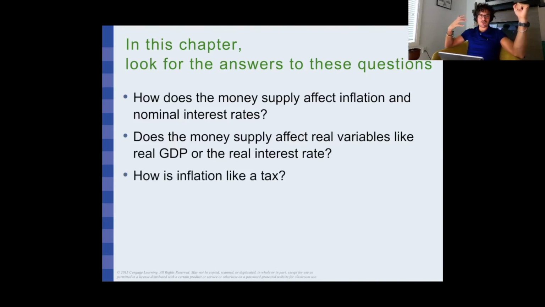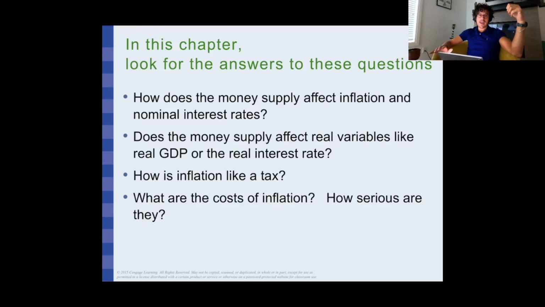Finally, we've introduced this concept of inflation, and this is a concept that floats around in the news. So the question is, how is inflation like a tax? We're going to show that there is actually something in common between inflation and tax. And for the purpose of understanding the macroeconomic impact, are the costs of inflation high? How serious are they? These are basically all the objectives that we are going to cover in this chapter.